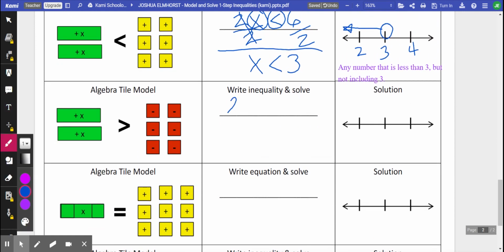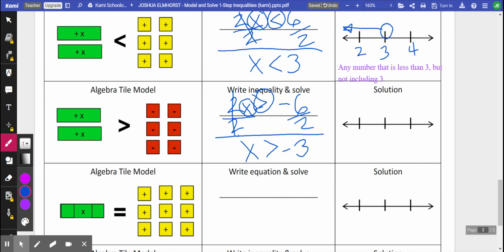So here we've got 2x is greater than -6. Okay, so we're going to solve. We want the variable, we want the symbol. So divide by 2, that'll cancel. So now we've got the variable, move the symbol down, is greater than. 6 divided by 2 is 3, and the negative divided by a positive will stay negative. So x is greater than -3.